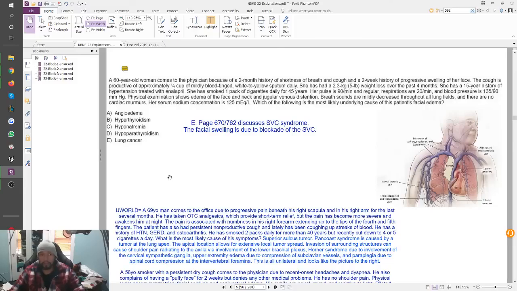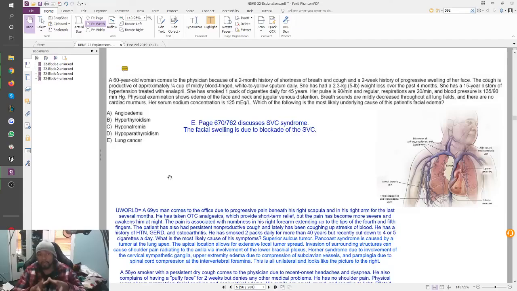So, a 60-year-old woman comes to a physician because of a 2-month history of shortness of breath and cough, and a 2-week history of progressive swelling of her face. The cough is productive of approximately 1/4 cup of mildly blood-tinged white to yellow sputum daily. She has had a 5-pound weight loss over the past 4 months, 15-year history of hypertension treated with enalapril, smoked 1 pack of cigarettes daily for 45 years, pulse is 90 and regular, respirations are okay, blood pressure is a little high. Physical exam shows edema of the face and neck and jugular venous distension.